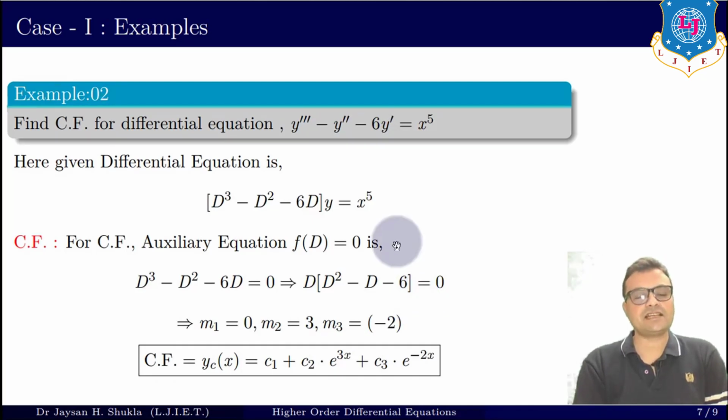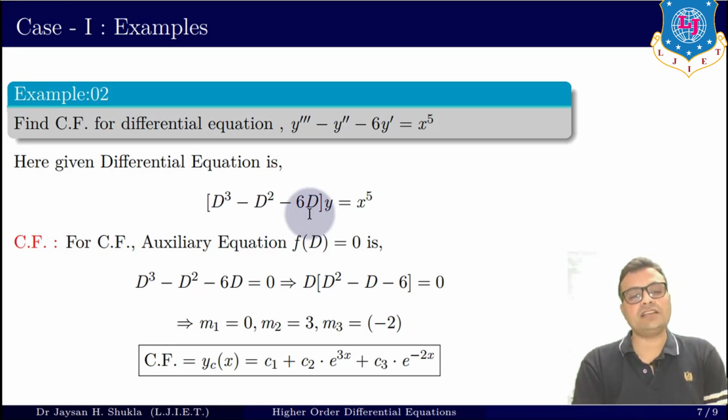Let us consider the second example. Again, the question is to find complementary function for this third order differential equation. Y triple dash minus y double dash minus 6y dash equals to x raised to 5. Again, repeating the same step. Converting this equation into operator form takes this type of shape. It is D cube minus D square minus 6D of y equals to x raised to 5.